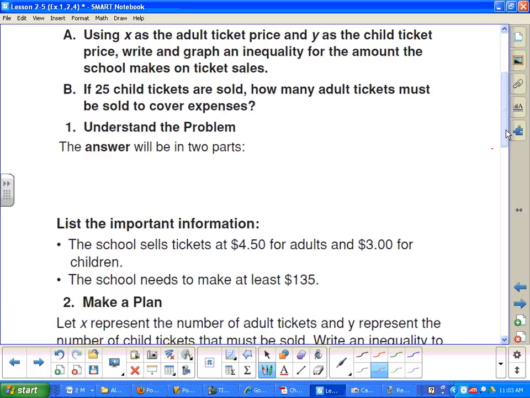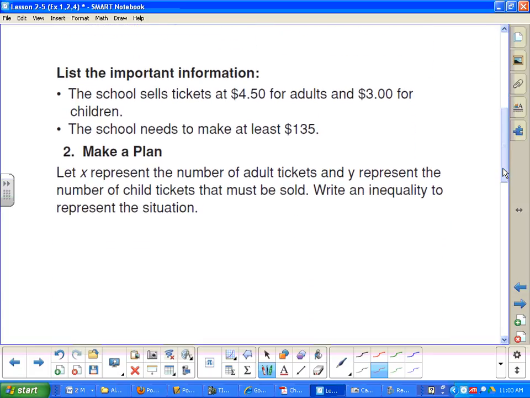Okay. So we have two answers we're going to do. First, we've got to write the inequality, graph it, and then find out how many adult tickets we need to cover their expenses. So we know the school sells the adult ticket for $4.50 and the children's for $3, and they've got to make at least $135. All right. So what's the inequality going to look like here? What's the inequality that we're going to need to graph?